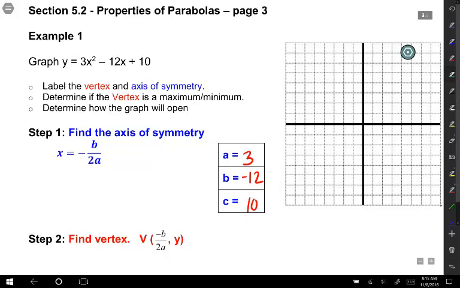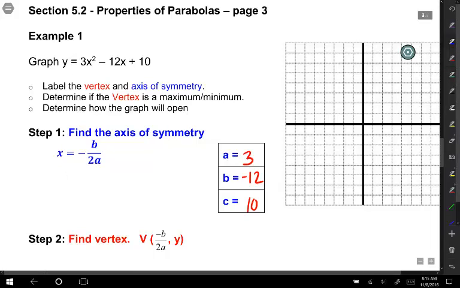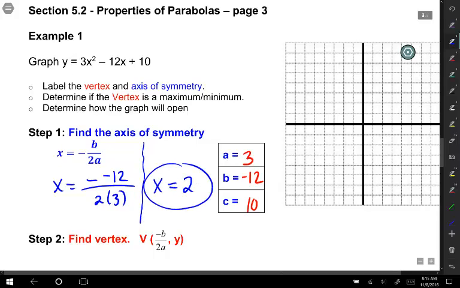All right, so here we go. Axis of symmetry: x equals the opposite of negative 12 over 2 times 3. So what does x equal? Again, perfect 2. All right. So once again, you're going to make a dotted line at 2. Trust me, that will not always happen, but it did in this case.